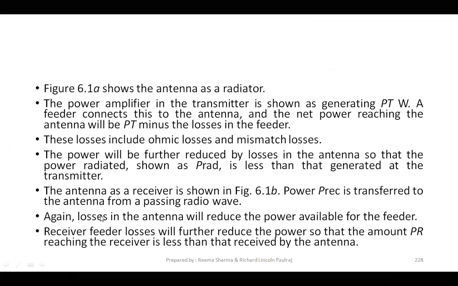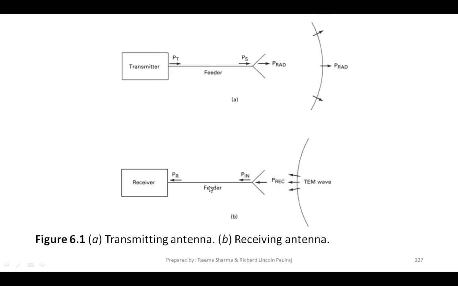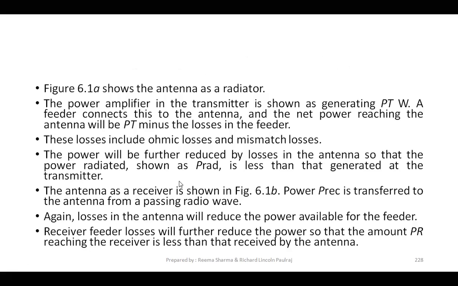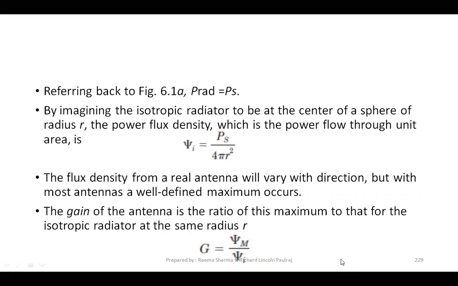The losses that you see in the antenna will reduce the power available for the feeder. So again, the feeder is involved here. Ultimately, PT and PR will be drastically different. The receiver feeder losses will further reduce the power, so that the amount PR reaching the receiver is less than that for the transmitted antennas. So we have certain standard equations.